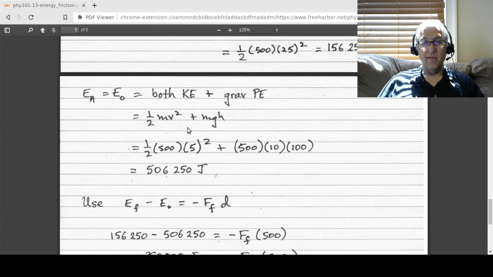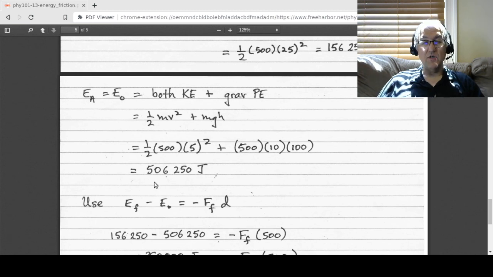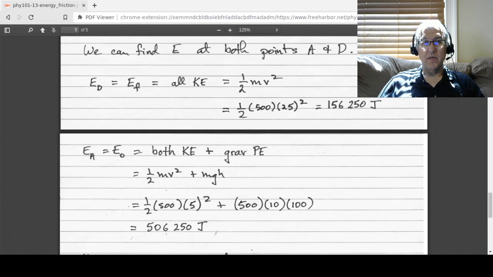Mass is 500. Velocity was 5 at point A, 5 meters per second. Mass 500, G is 10. We're approximating 9.8 as 10. And H is 100 meters because it's 100 meters off ground level. And that turns out to be 506,250 joules.